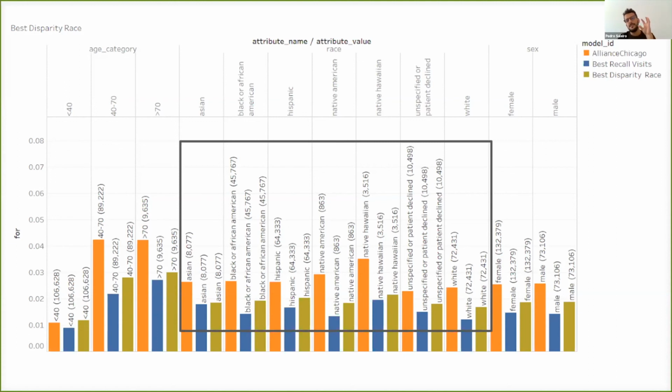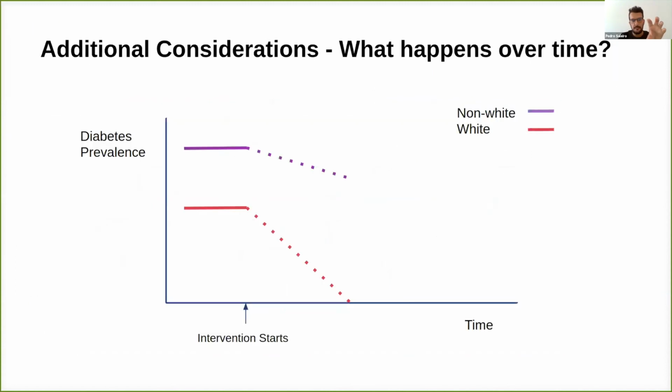But this is for a given specific test set at a point in time. But what happens over time? What happens over time is that, if we believe that this is a hypothetical example of the diabetes prevalence of two groups, in this case two disjoint groups, non-white and white, you can see that based on current practice, there is this gap in diabetes prevalence.